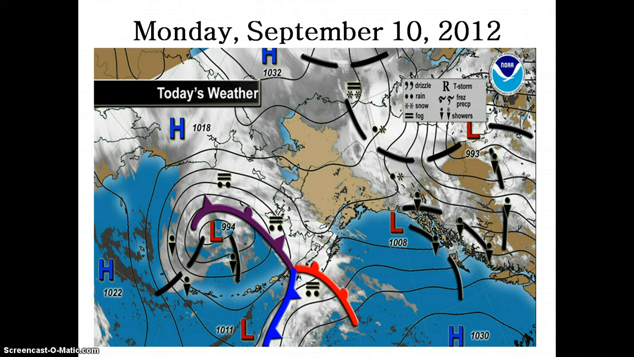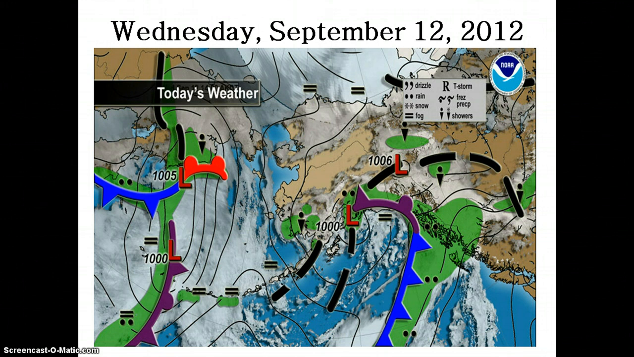And then here are the weather maps that we also used for the Kodiak region. Starting Monday, September 10th, you can see that the Kodiak region and south central region of Alaska is fairly clear here. There's a low pressure system over to the west of Alaska, and then a couple days later on the 12th of September, you can see that a low pressure system has moved over the Kodiak region, bringing with it some cloudier weather that we had talked about earlier.